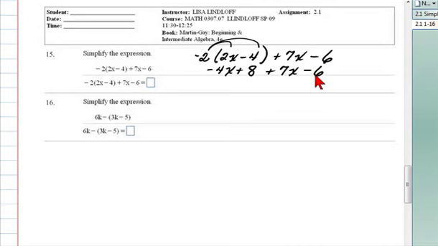Are there like terms for me to combine? Yes, I have negative 4x and positive 7x, which gives me 3x. I have a positive 8 and a negative 6, which is plus 2. No longer are those like terms, so I'm done.